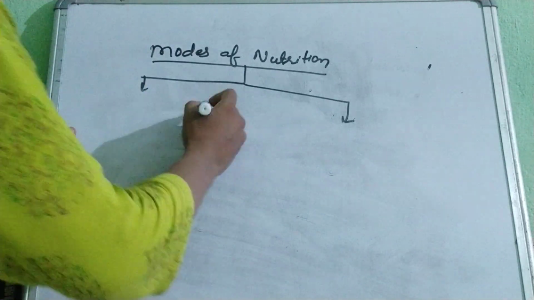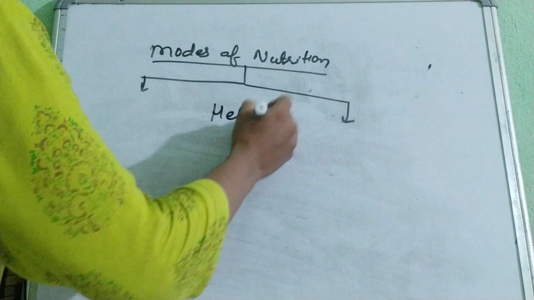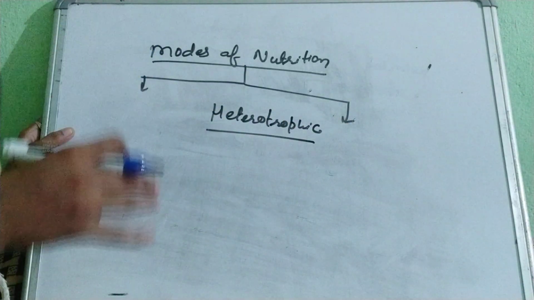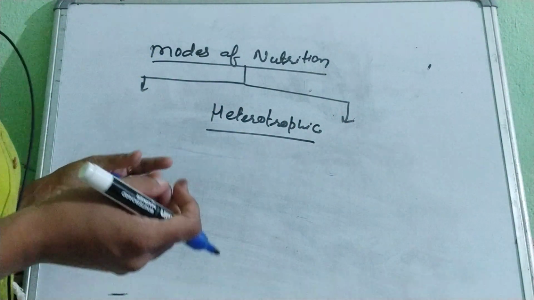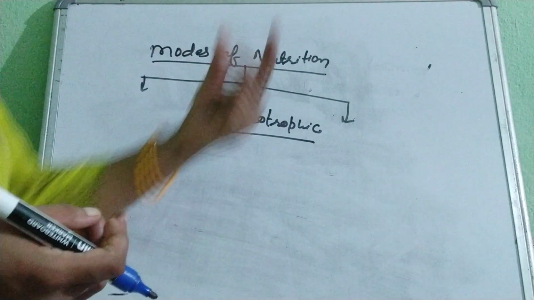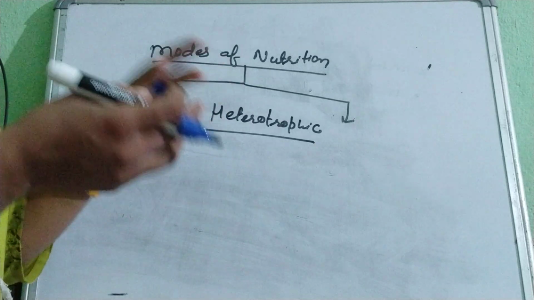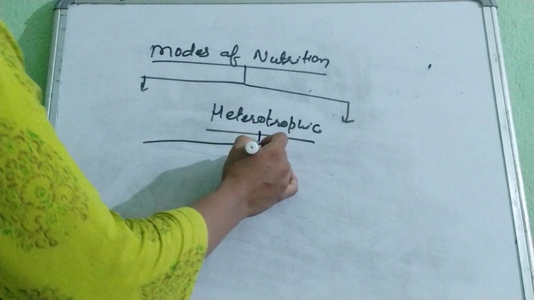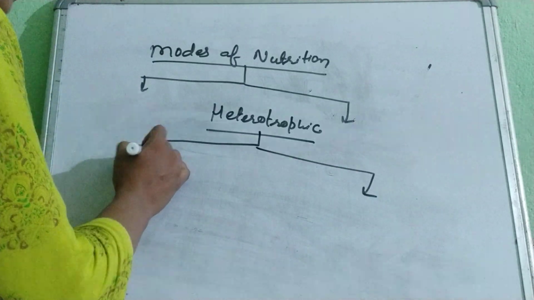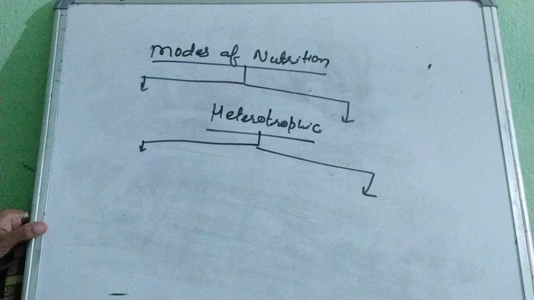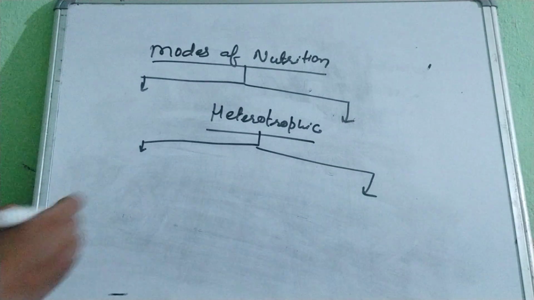Now come to the heterotrophic. Heterotrophs are those which take their food from the autotrophs. The heterotrophic mode of nutrition is of three different types. First, the saprophytic. What is it? Saprophytic.